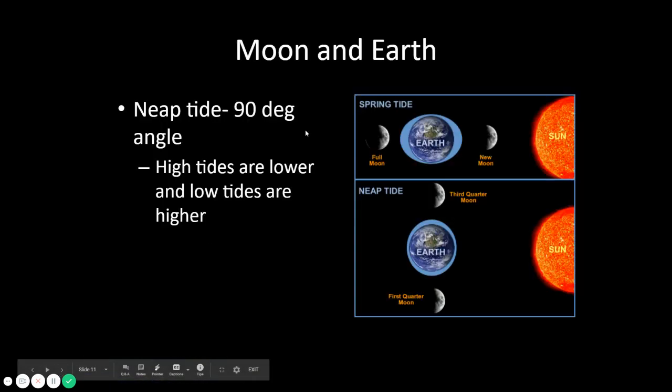Now, the other type of tide is a neap tide. It is when the sun, the earth, and the moon are at 90 degrees. High tides are lower and low tides are higher, so they're not as extreme as spring tides. And if you look at the image of the spring tide, you can see the pull. It's much greater than with neap tide.